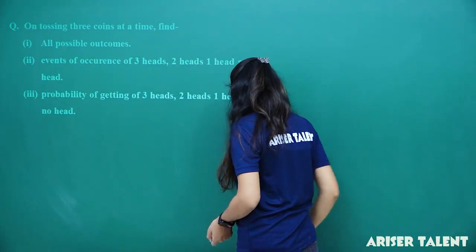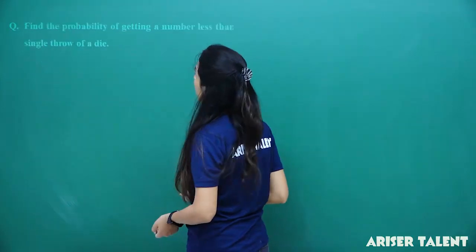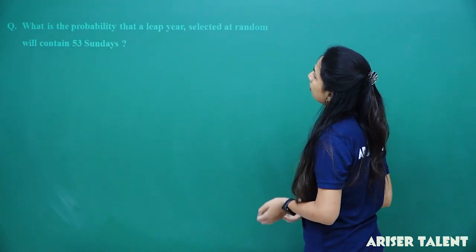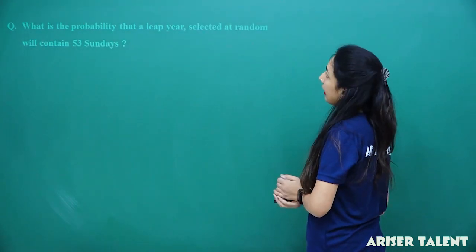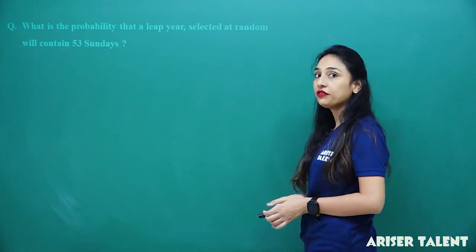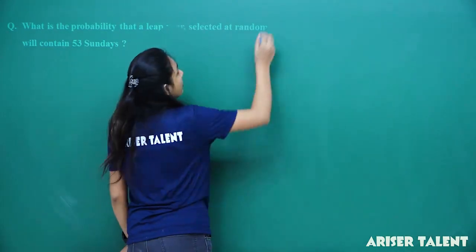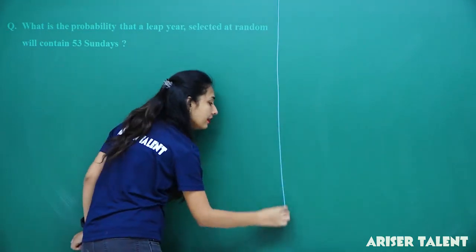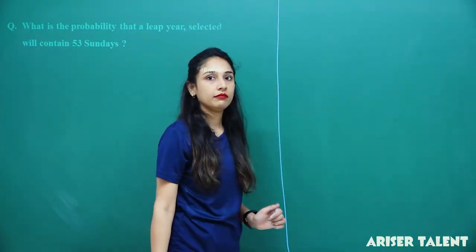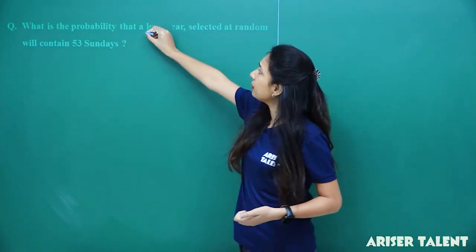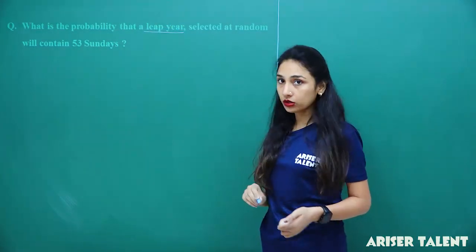Okay, so the next question is, what is the probability that a leap year selected at random will contain 53 Sundays? Now this is a good question. So you just have to understand what it's trying to say. What is a leap year, students? You know about the leap year.